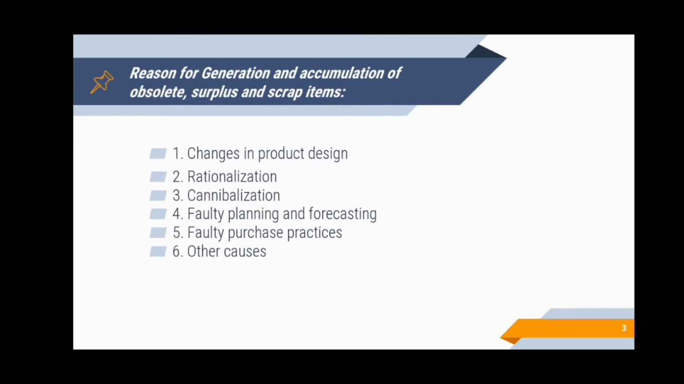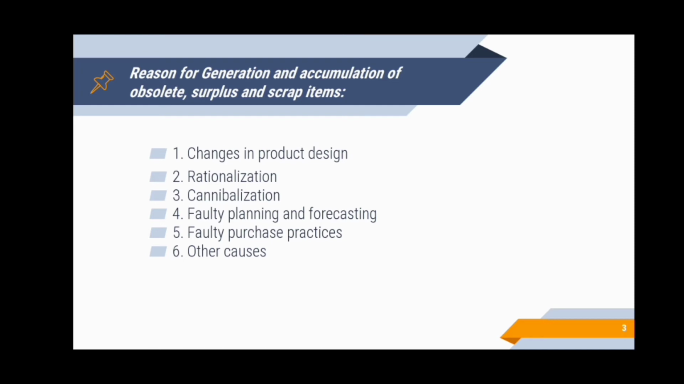Next is faulty purchase practices. Sub-optimizing decisions like buying in bulk to take care of discounts and transportation economy without taking into account factors such as shelf life, storage space requirements, and technological changes once again lead to the accumulation of surplus and obsolete stocks.